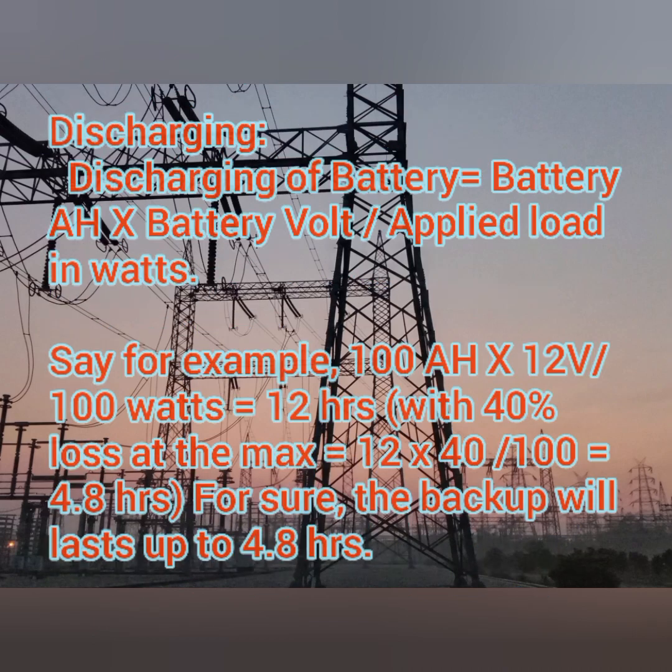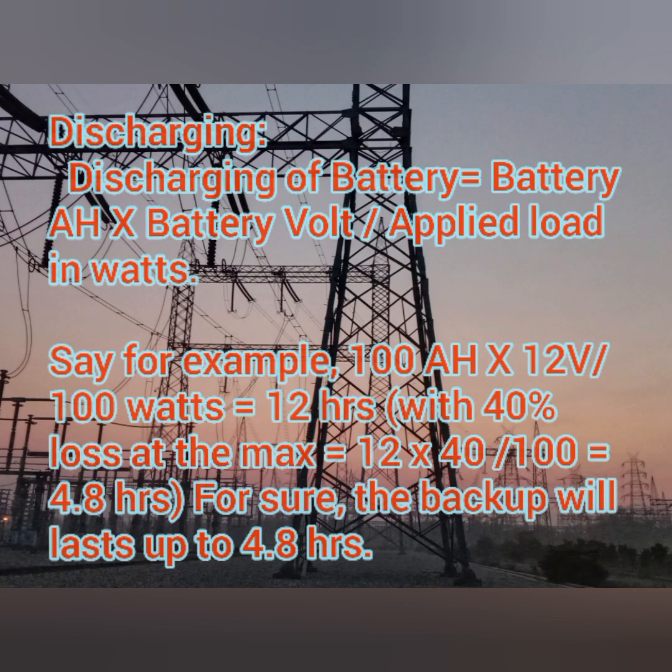Then for discharging, we require the battery Ah multiplied by your battery voltage, divided by your applied load. For example, if we say a 100 Ah battery and the voltage is 12 volts, divided by the number of watts, which means the load, which is 100 watts. After calculating, you will get approximately 12 hours.